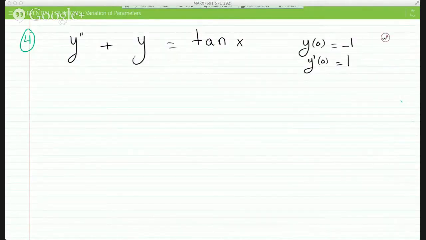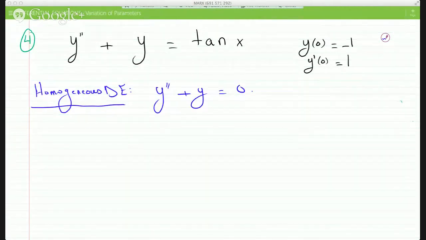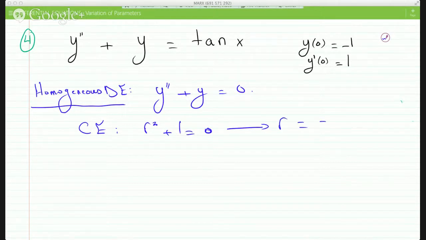Okay, so first we will solve the homogeneous differential equation. I'll work it with you as you do it. So that's just y double prime plus y equals 0. The characteristic equation for this is just r squared plus 1 equals 0, which would give us r equals plus or minus i, which we can immediately recast our y complementary as c1 sine plus c2 cosine. No?